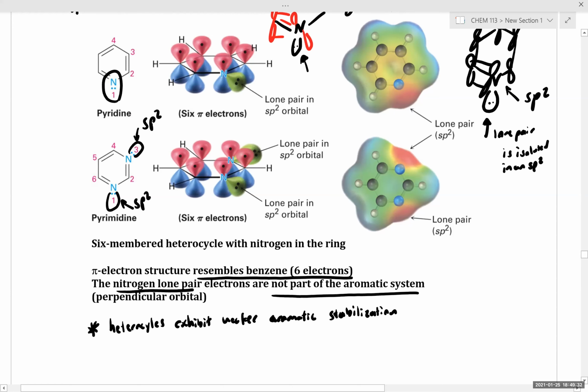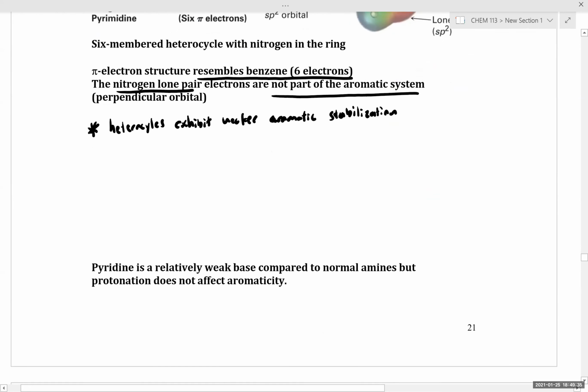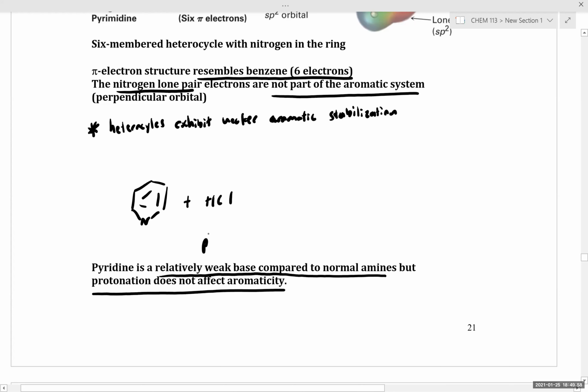Now you may say, why does this matter? Well, pyridine is a relatively weak base compared to normal amines, but protonation does not affect aromaticity. So for example, if you take pyridine and you treat it with hydrochloric acid, which has a pKa around -3 to -5, you will end up generating the pyridinium hydrochloride salt.